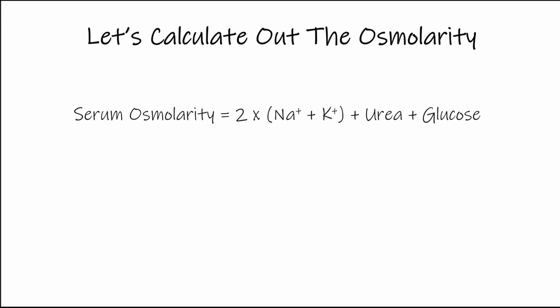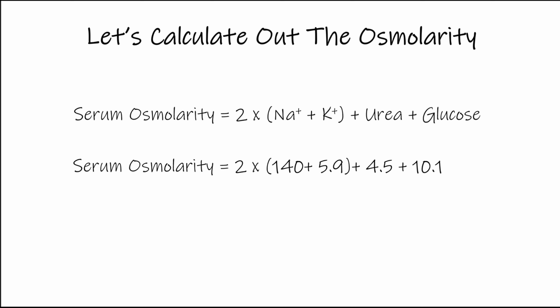But because all of the anions equals all of the cations, if you can just calculate the cations and double them, that's the sodium and the potassium, and double them, that gives you all of the electrolytes that are present. And then the other osmotically active products that we see in the plasma, the urea and the glucose, can be added. So the serum osmolarity per litre is twice the sodium plus the potassium plus the urea plus the glucose in millimoles per litre. And that works out here at 2 times 140 plus 5.9 plus 4.5 plus 10.1. And that gives us a serum osmolarity of 306.5. And that means there must be an osmol gap present.